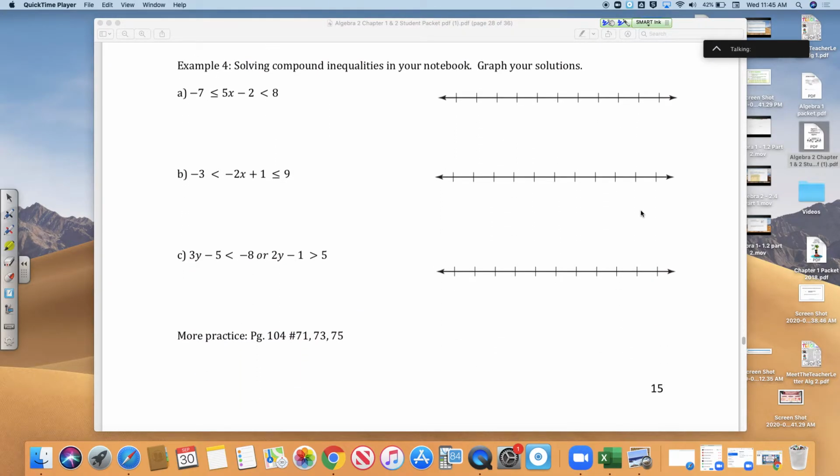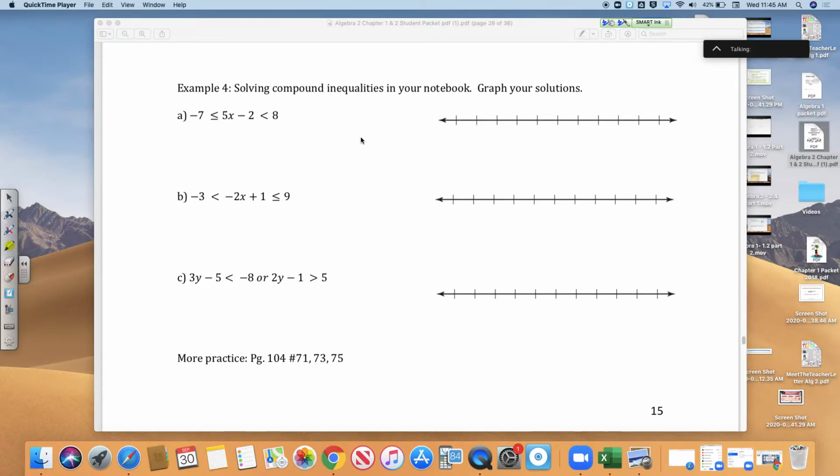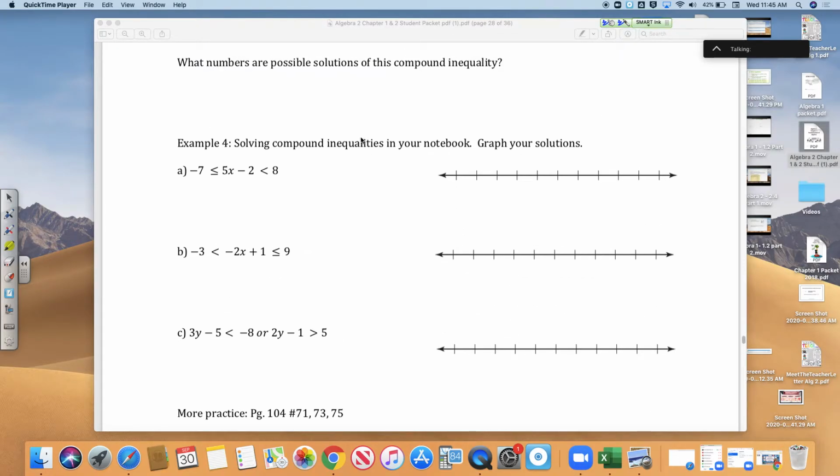So in example 4, we're solving compound inequalities in our notebook. I'm going to do the first one with you, and then I'm going to have you try the second one. So when we're solving inequalities like A, -7 is less than or equal to 5x minus 2, which is less than 8, you're basically solving two separate inequalities.